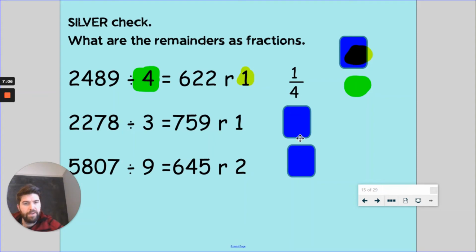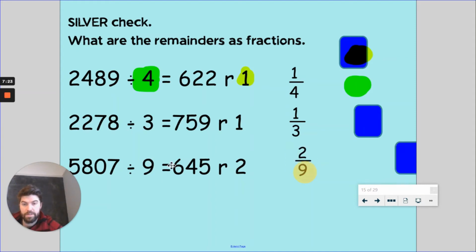Right, let's have a look then. We had 1 as the remainder, 3 was the divisor. So this answer would be 799 and a third. In this example, 645, remainder 2, so I've got 2 on the top. I divided by 9, so 9 on the bottom, 645 and 2/9.